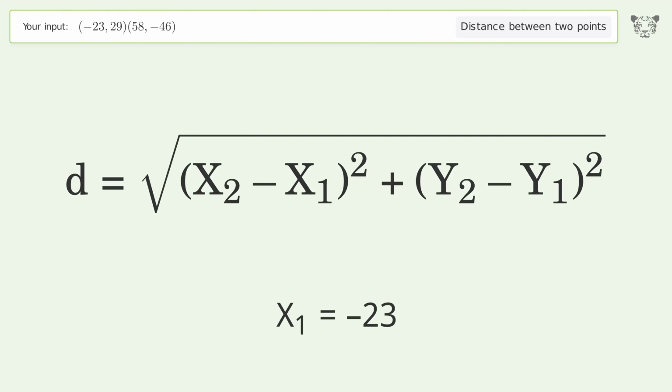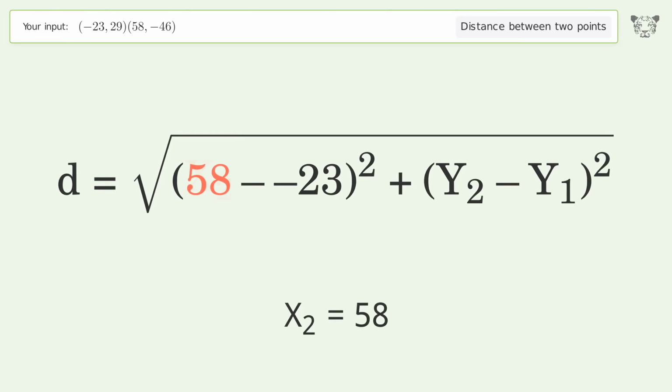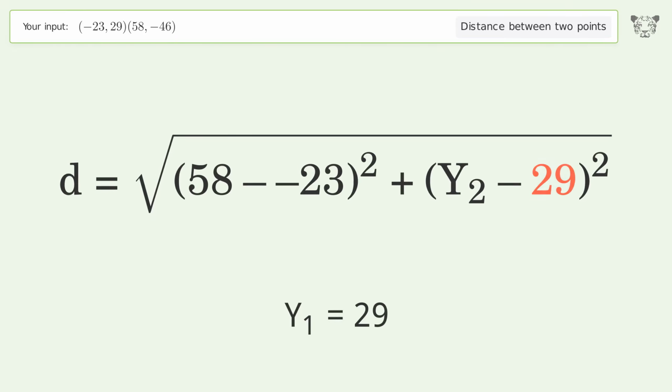x1 equals -23. x2 equals 58. y1 equals 29. y2 equals -46.